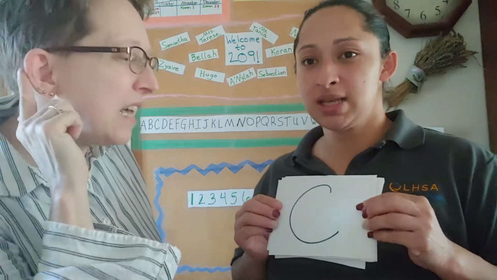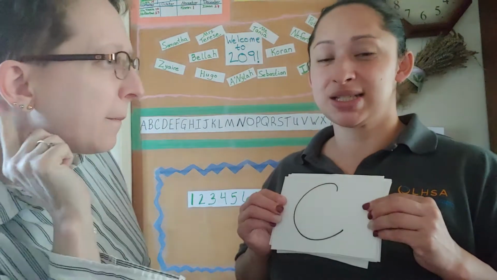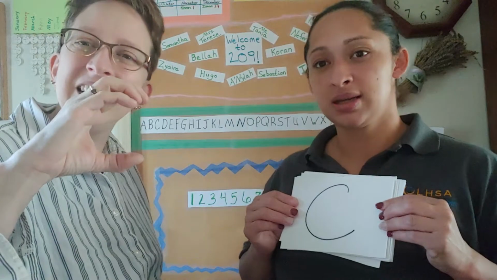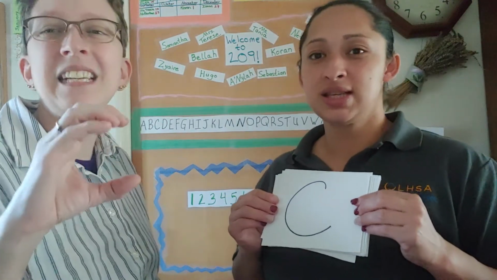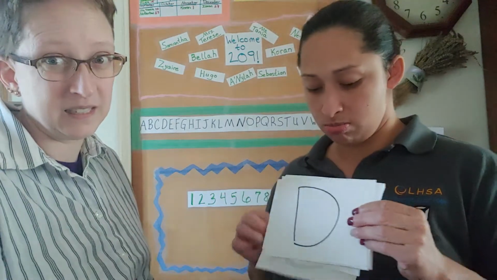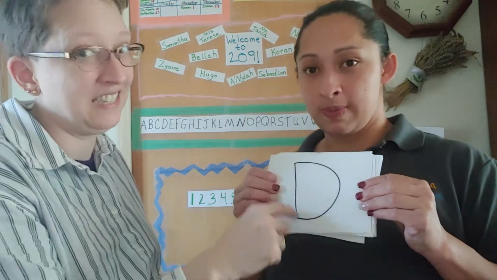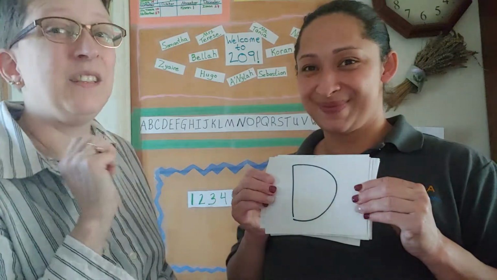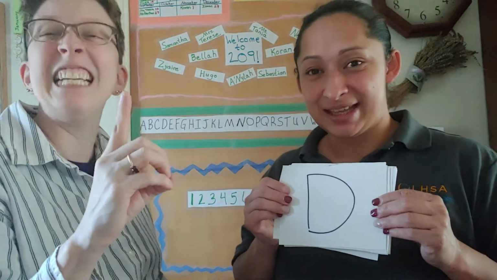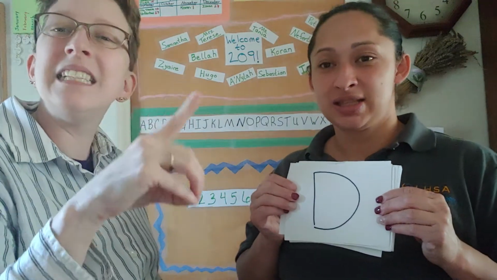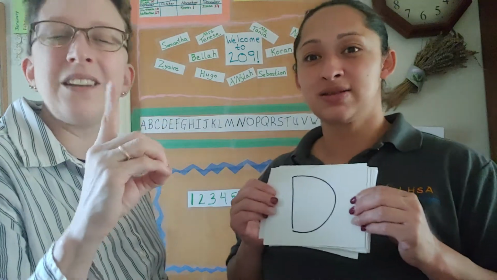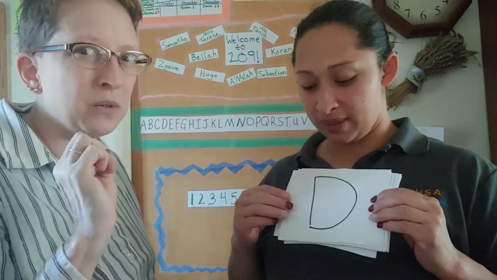The C says what? K. The C says K. Every letter makes a sound. Can you guess what's next? The D. What does the D say? Dog, like dancing dogs. So the D says D. Every letter makes a sound. Ooh, let's see what's next.